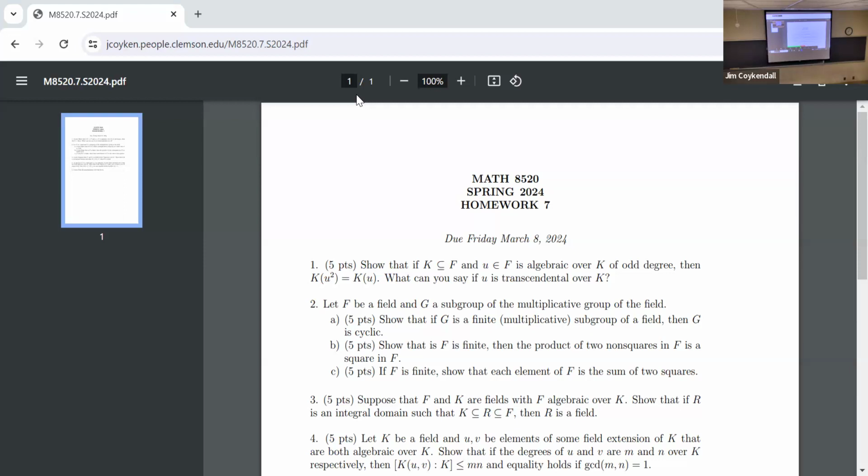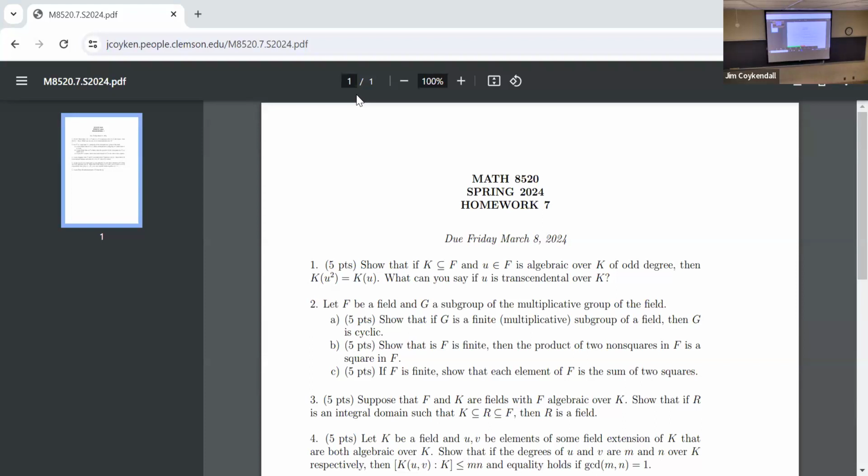The first problem, I like this problem, it's kind of fun. Suppose you have F, a field extension of K, and you have some algebraic element U in F, and it's algebraic of odd degree. What I mean by that is if you take the minimal polynomial of U, it's of odd degree. Then show that K adjoined with U squared is equal to K adjoined with U.